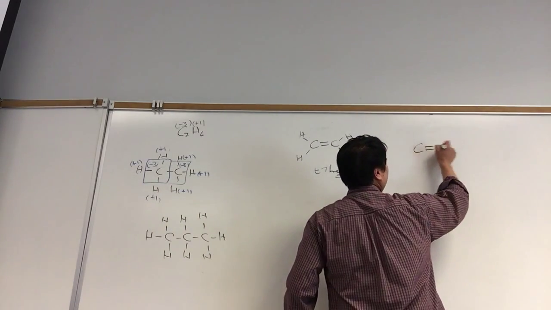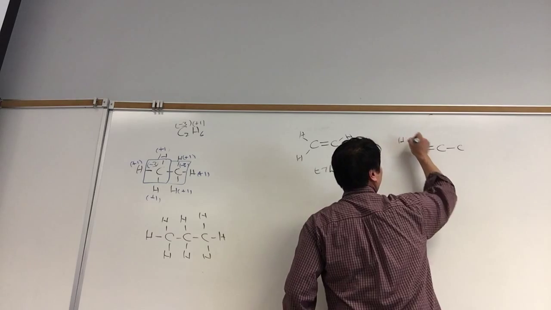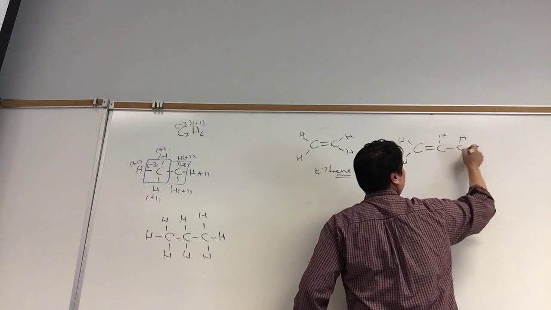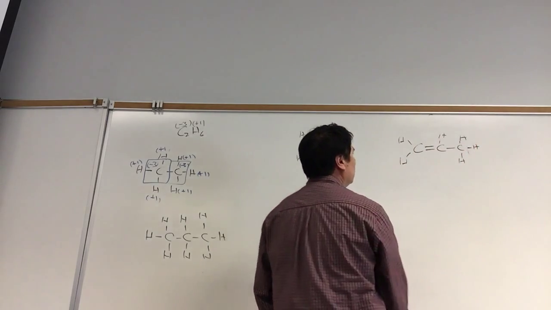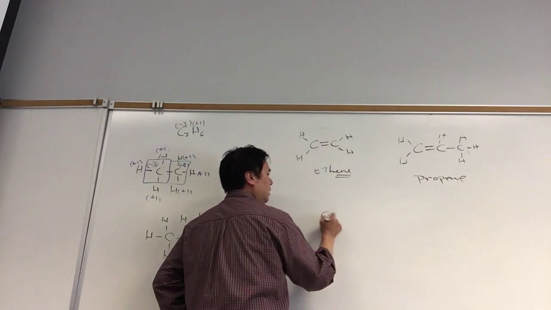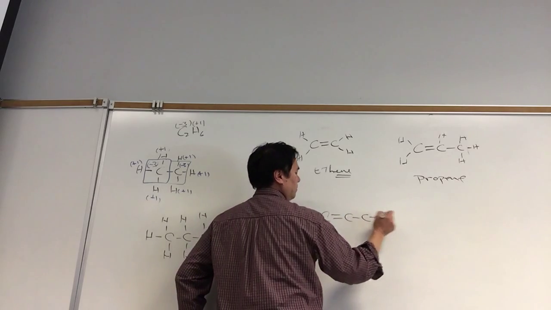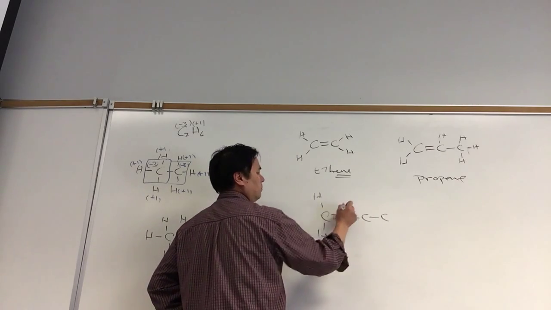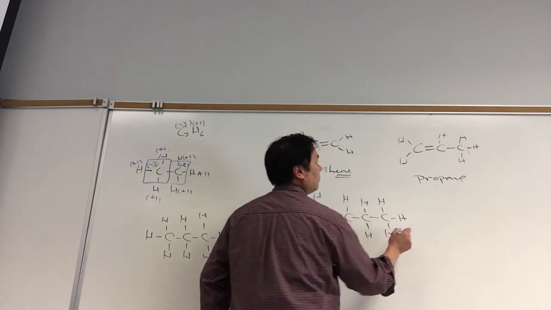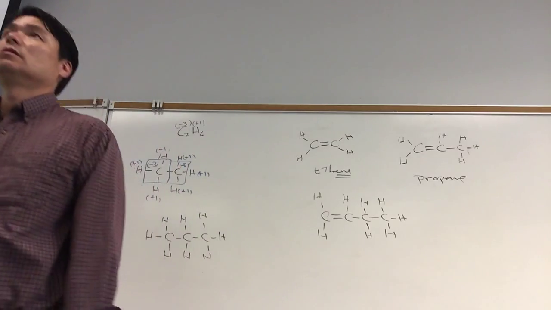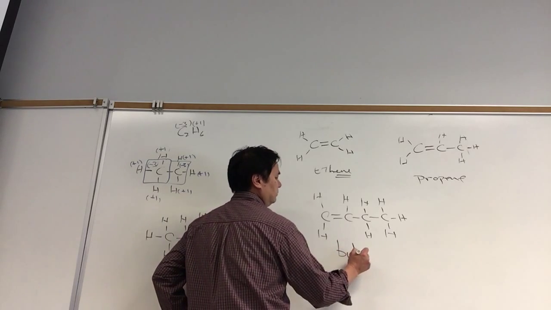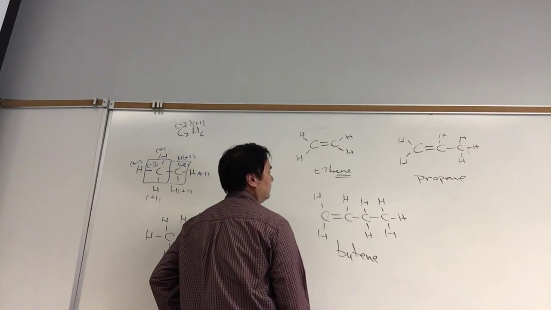And then we have this one. I know how many hydrogens to put on here because of the bonds. Carbon likes to form a total of 4 bonds. This is called propene. And then let's take a look at this one here. How about this one? This is called butene. Butene.